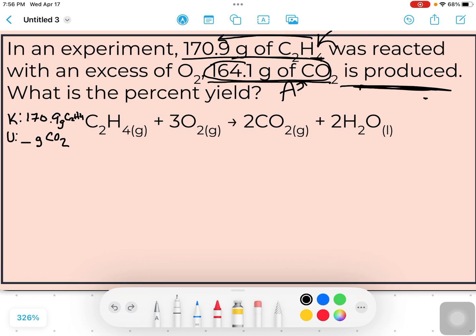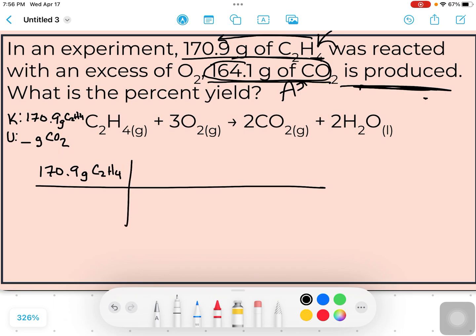Okay, we start these like all of our stoichiometry problems. So we start with what we know. So 170.9 grams of C2H4. Draw your train track. Okay, so I'm in grams of C2H4. I need to have grams of C2H4 on the bottom. Now, we need to solve for that by solving for the molar mass.